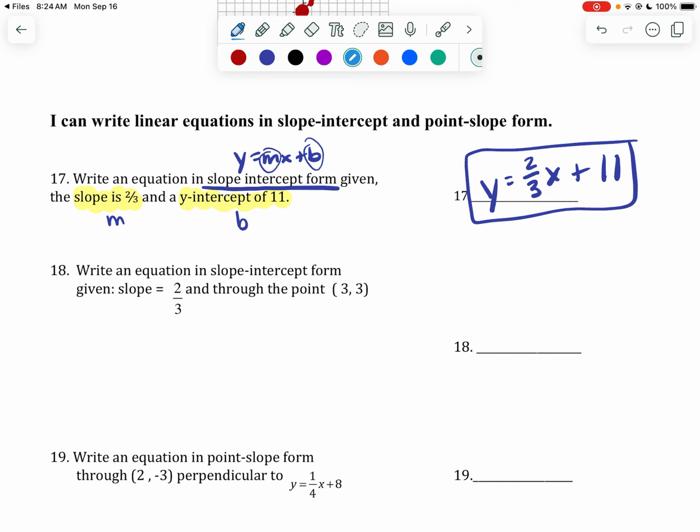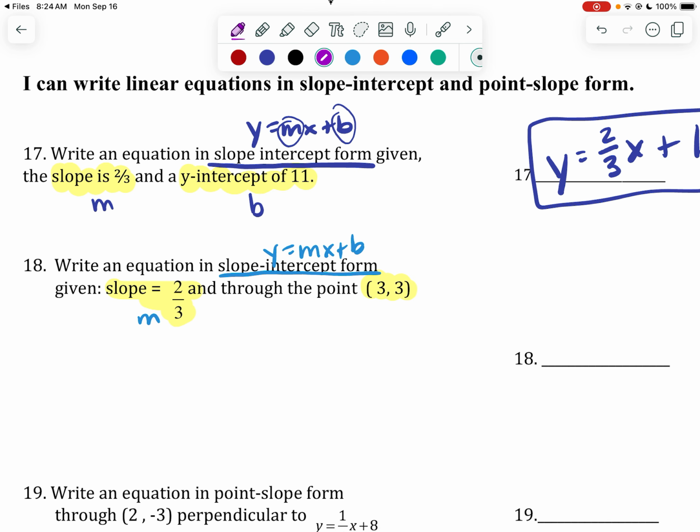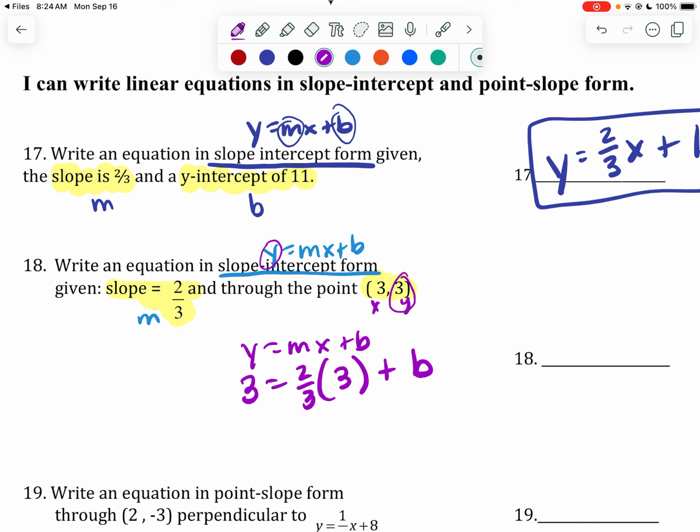Okay, next one's a little trickier. So again, slope-intercept form. So again, my answer should look like this. Now we do have the slope, so that's your m. But this one, they give us a point. So a point is not a y-intercept, but a point is an x and a y. Okay, so I'm actually going to plug these in. So instead of y, so let me write this again. Instead of y, I'm going to write 3, because that's what that says. M is 2/3. Instead of x, I'll also write 3. And we don't know what b is. So b is what we're trying to find.